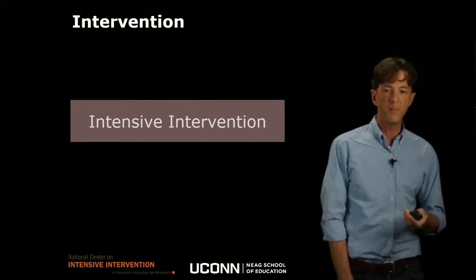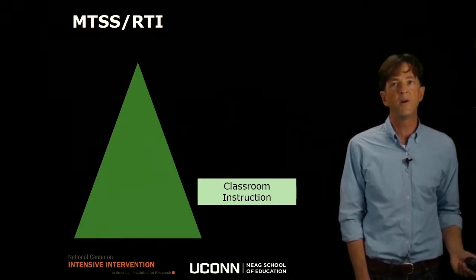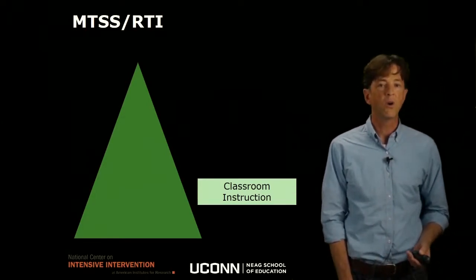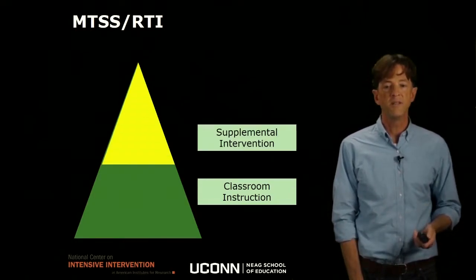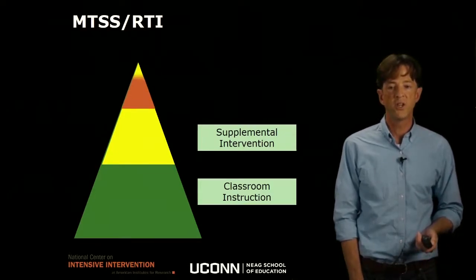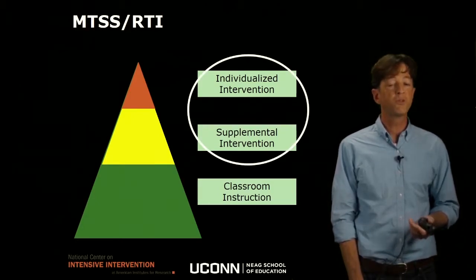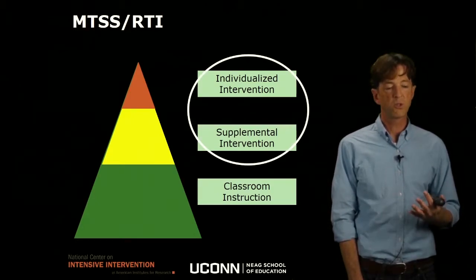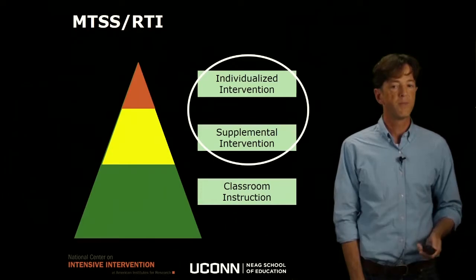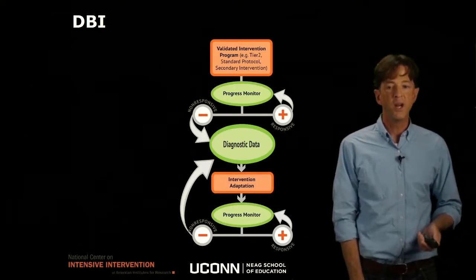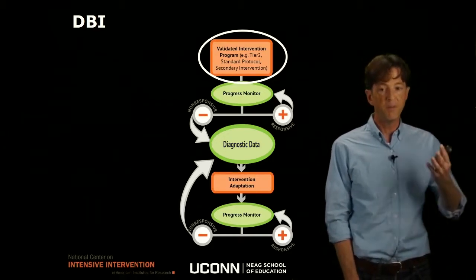So let's just situate intervention in a couple of different models and frameworks for teaching reading. So one of them is we can think about MTSS, multi-tiered systems of support, or RTI, response to intervention frameworks. And we think about intervention coming in tier 2, supplemental intervention, and then also in tier 3, individualized interventions. So again, we're talking about materials and tools and programs that serve as the foundation for interventions within MTSS and RTI. And of course, in our DBI model, we also start with an intervention program, a validated intervention program at the very beginning of the model.